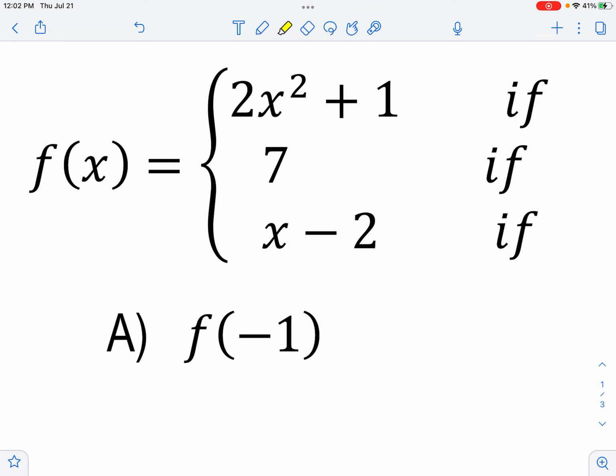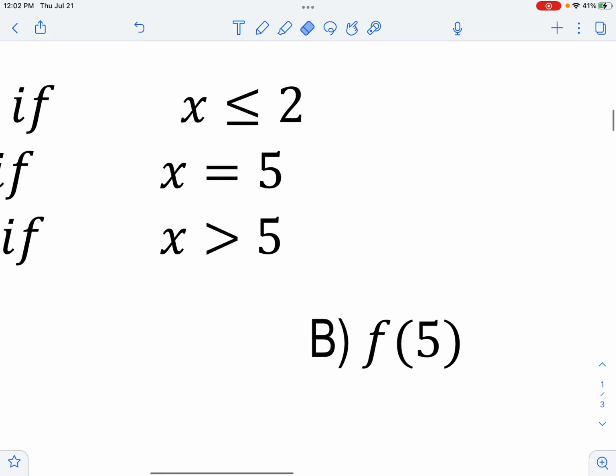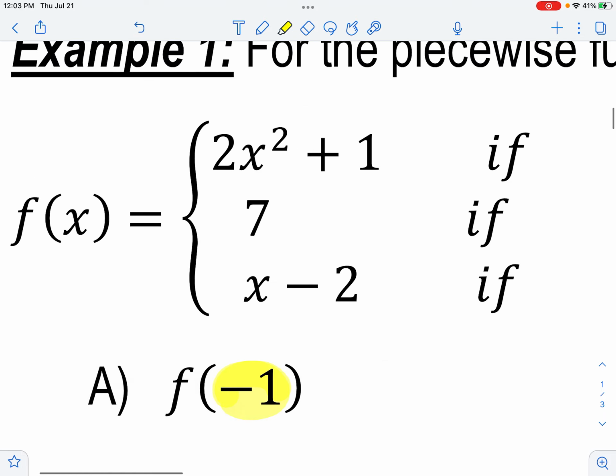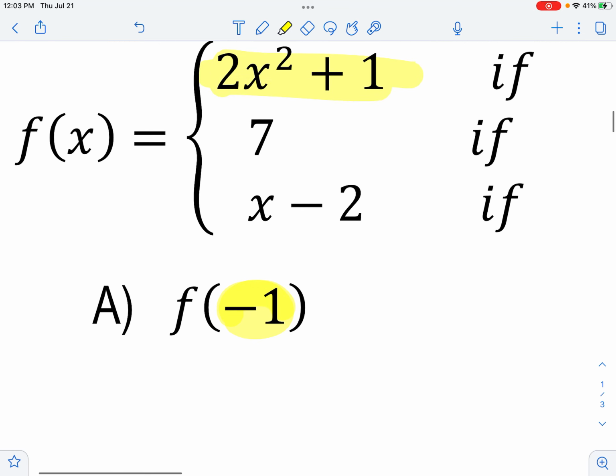So let's go look for this one. This one is f of -1. So I want to plug in -1, but the question is, which one of these three equations do I plug it into? So we're going to look at the domains. Is -1 less than or equal to 2? Is -1 equal to 5, or is -1 greater than 5? It's less than or equal to 2. All right, so we are plugging it into this first equation. So let's go ahead and do that.